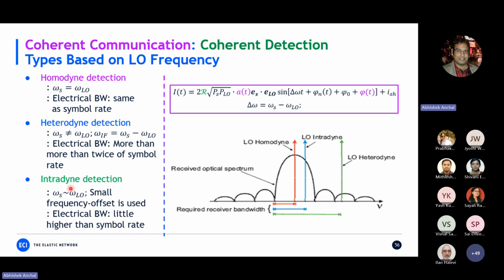So we go for something called intradyne detection, where we go in between. We detune the local oscillator frequency from the channel frequency by a small amount, so that we have a very small offset between the carrier and the local oscillator. So electrical bandwidth will be very small, only a little more than the information bandwidth. Also this term is small, so it's easy to compensate when we do the DSP.